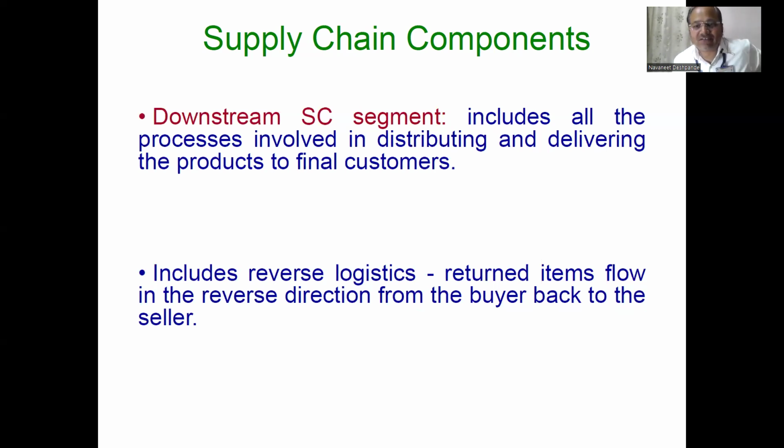So what this essentially involves is, when it's about to reach the customers, even if it were to be returned by the customers, it includes the reverse logistics, returned items in case there are flaws or damages. So the flow in the reverse direction is also included in the final leg of the supply chain components.